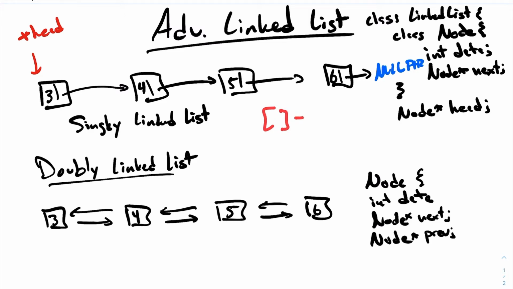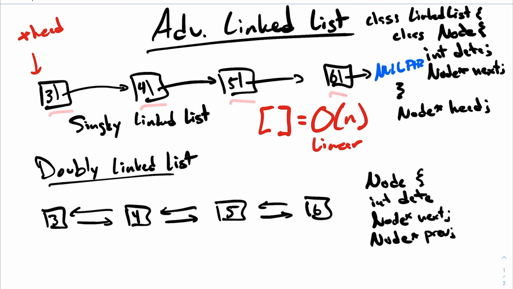And the reason why is because the subscript operator, I'll actually just write this out. So the subscript operator is actually big O of n, right? It's linear time. It has a linear time complexity. And the reason why is because the more data that we insert into our linked list here, the longer it takes for us to traverse through the entire thing, right?